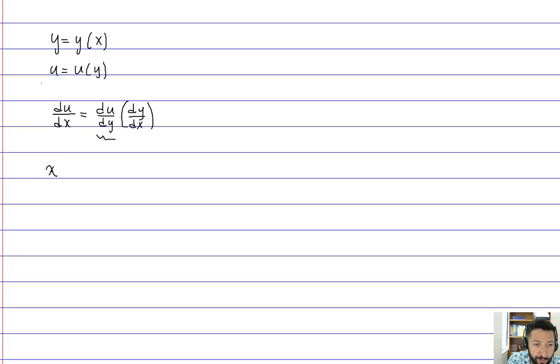Let's say we have x squared plus y squared equals 1, and we want to compute the derivative of y with respect to x. What we can do is take the derivative with respect to x on both sides.